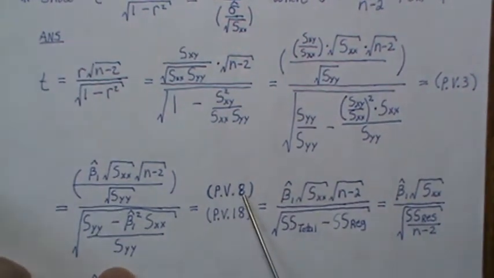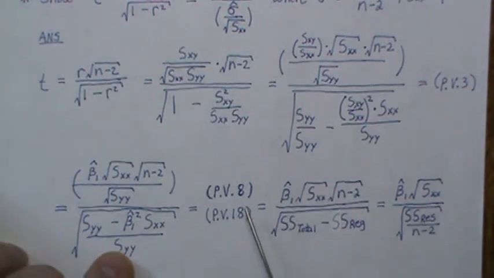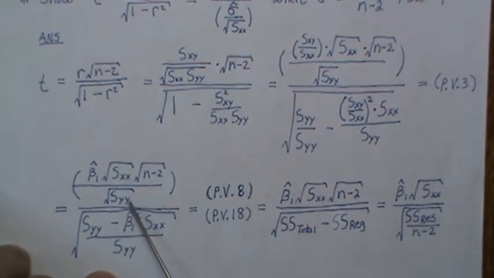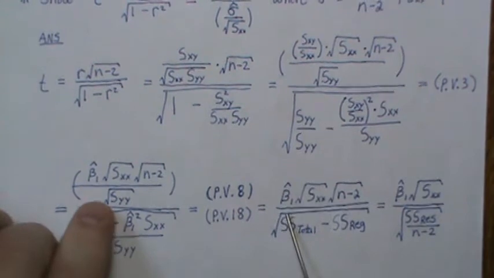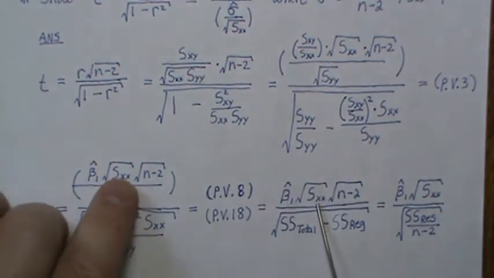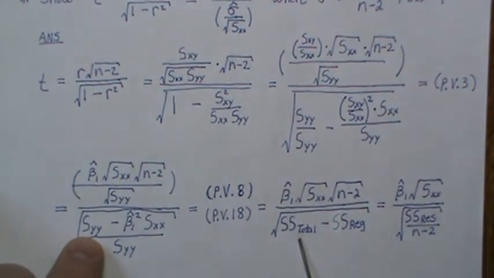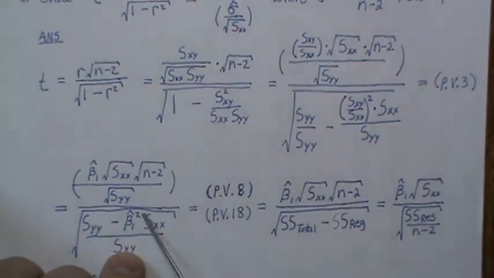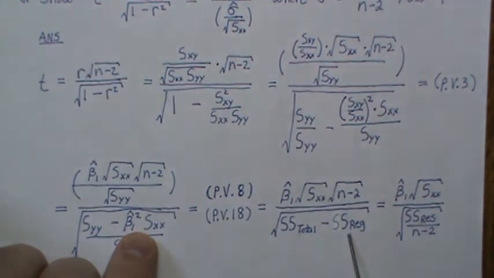Now, in previous video 8 and previous video 18, we use properties from them to go from here to here. Now notice that the square root of SYY cancels. So now the numerator, of course, stays the same. Now SYY is exactly what we were calling SS total before, and in PV8, we derived that this right here is actually the same as the sum of squares regression.